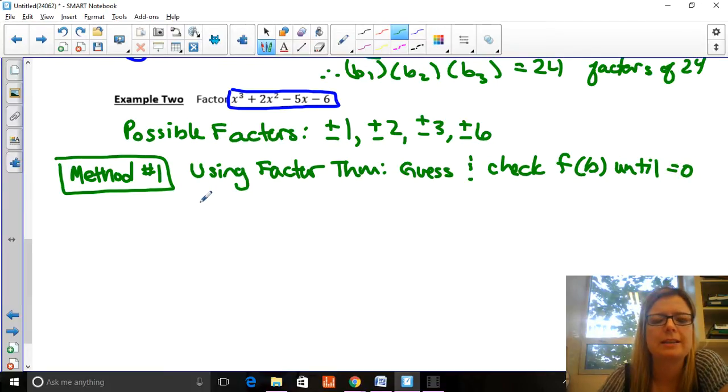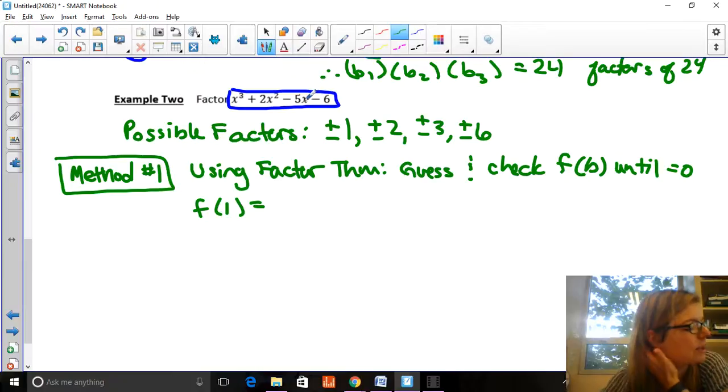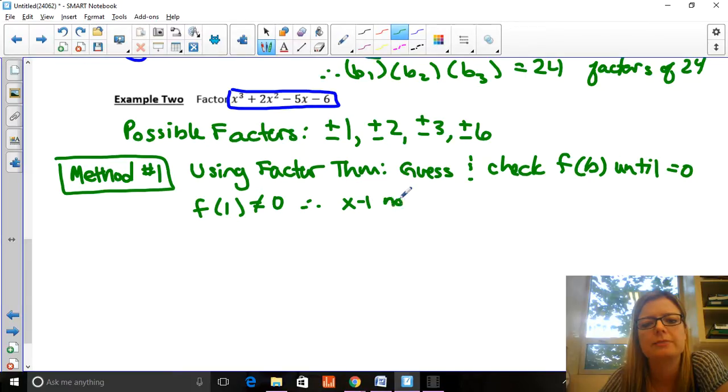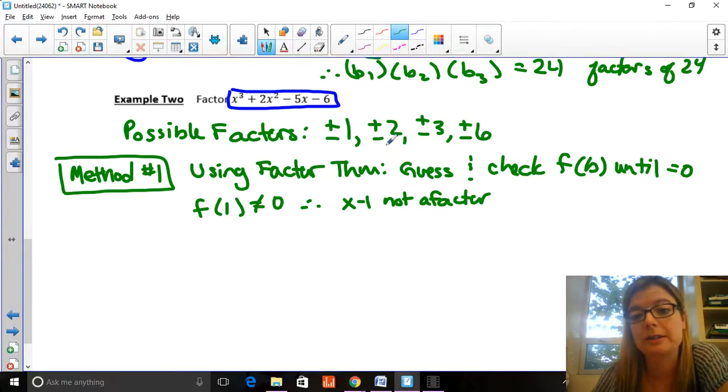So for instance, let me try f at 1. If I put f at 1 into this function, I get 1 cubed, so 1 plus 2 is 3, minus 5 is minus 2, minus 6. So I do not get 0, so therefore I can say x minus 1 is not a factor. Now I can either try minus 1 next or plus 2. I'm going to try 2 because, spoiler alert, 2 is a factor.